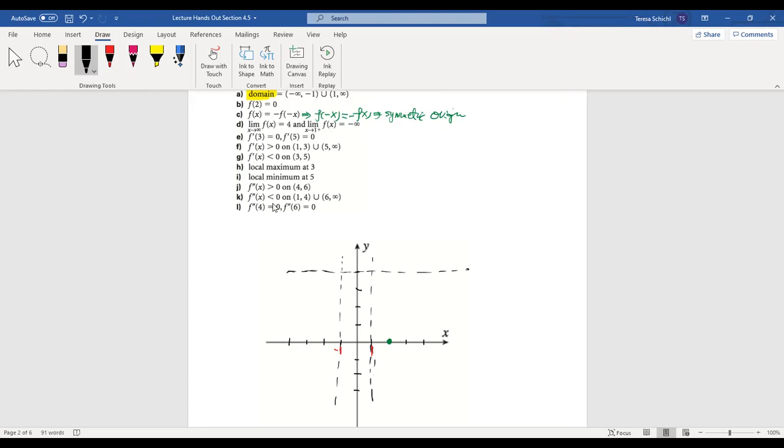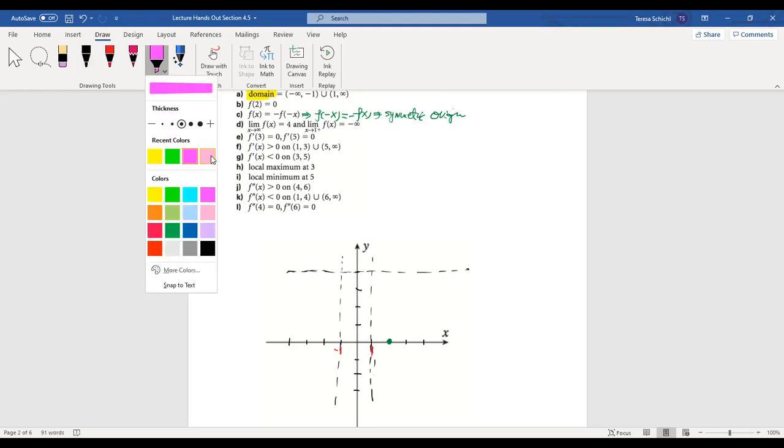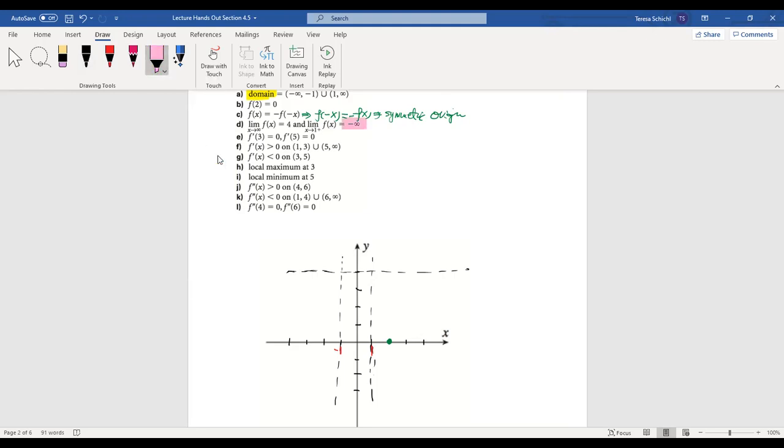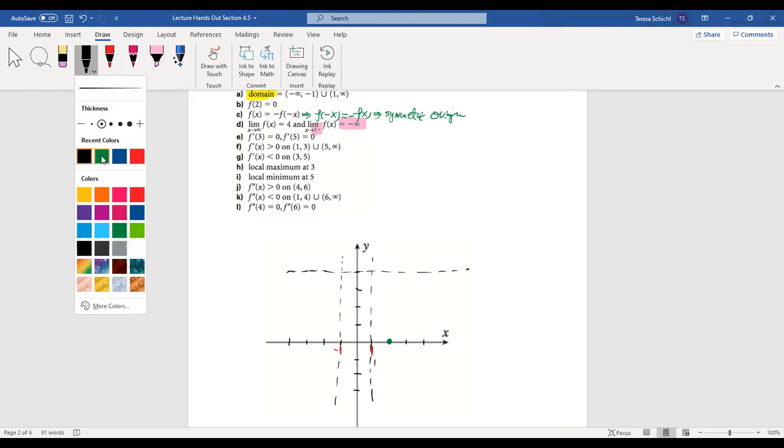Then the next one says as x approaches 1 from the right-hand side, I have a vertical asymptote. Be careful here. That means your graph is going to go down, because this is negative infinity. So now let's continue. We have got all this information.